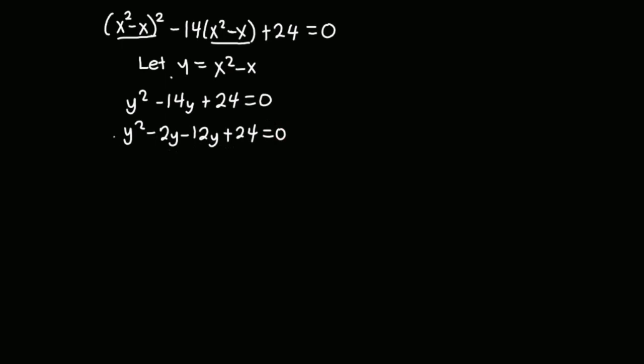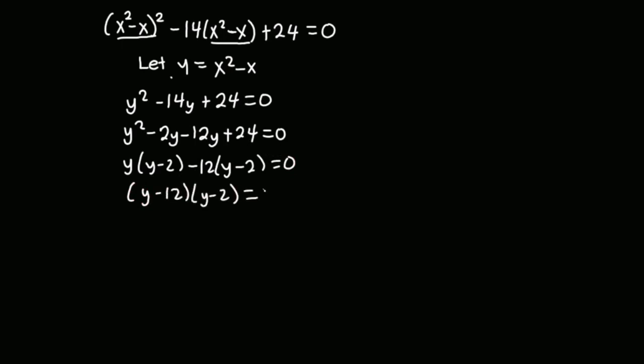So this is the same as y squared minus 2y minus 12y plus 24 is equal to 0. Factorizing, I'm going to get y into brackets y minus 2, then negative 12 into brackets y minus 2, and this will yield 0. So we have (y minus 12)(y minus 2) is equal to 0. Here we get y minus 12 is equal to 0, where y is equal to 12, and y minus 2 is equal to 0, where y is equal to 2.